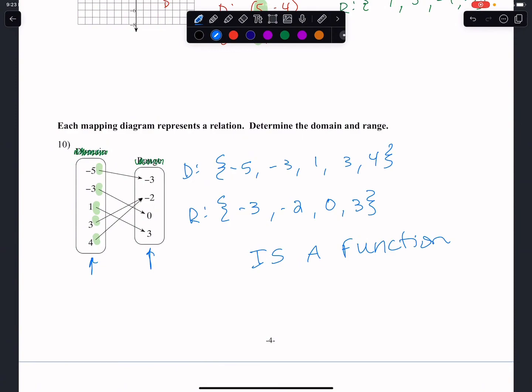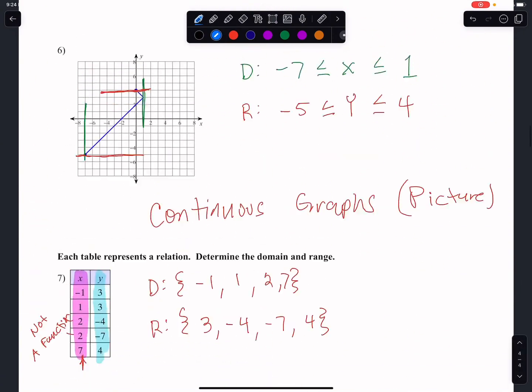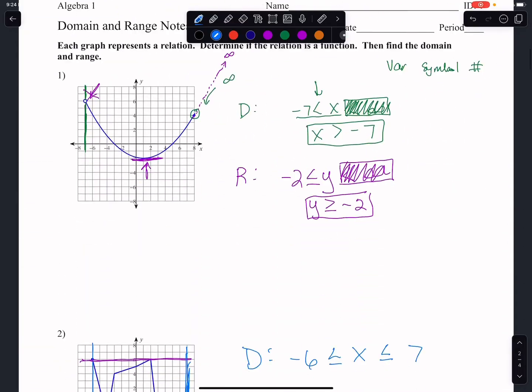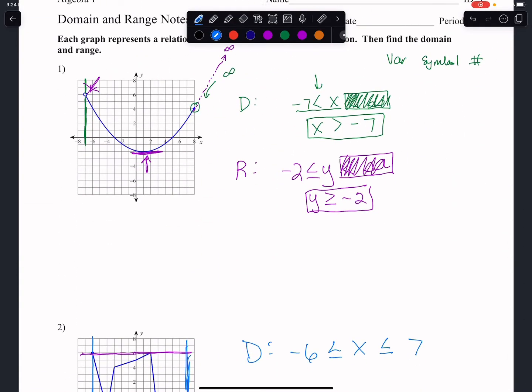And with that being said, let's go back to the top really quick and determine which of these are functions. Sorry, I forgot to check. So if I write F, that means it is a function. NF is not a function. What do you think for this one? Function, not a function. This is a function.